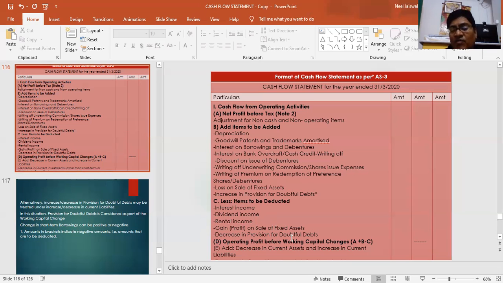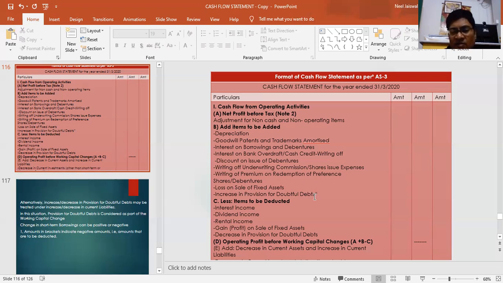Any decrease in provision for doubtful debts has also already been added in our net profit. So that we will subtract. Similarly, an increase in provision for doubtful debts has already reduced my profit. So we are adding it back.